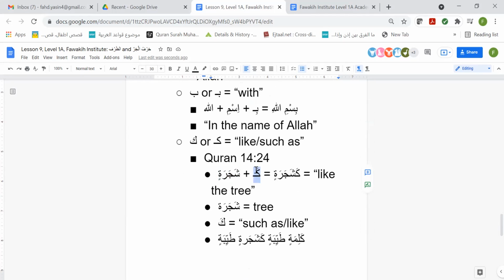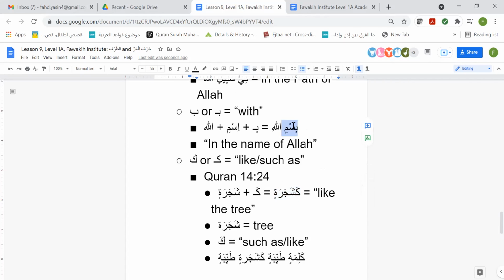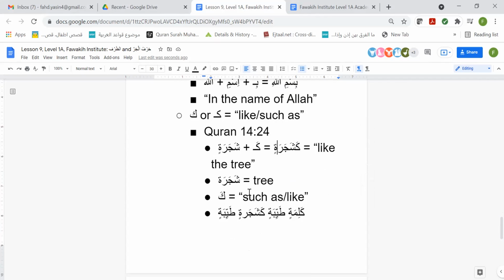This will just take exposure and practice to get used to. Now remember though that kaf is a letter but cannot stand by itself. Therefore it must be attached. So that's why that harf jar is attached to the word shajara, just like how the ba is attached to the word ism in Bismillah. So I hope that makes sense.